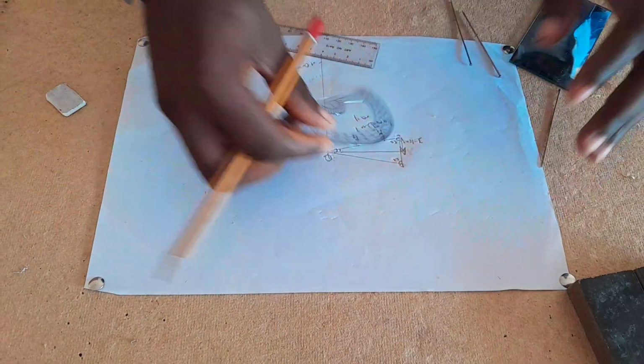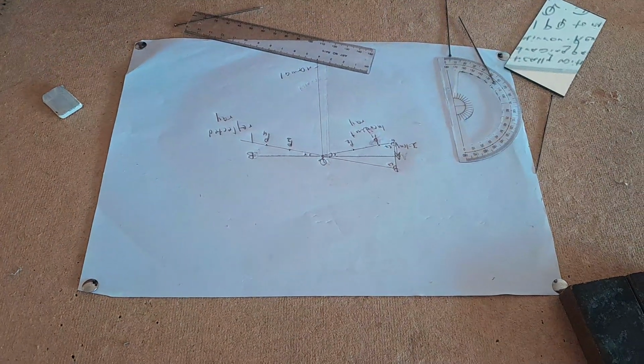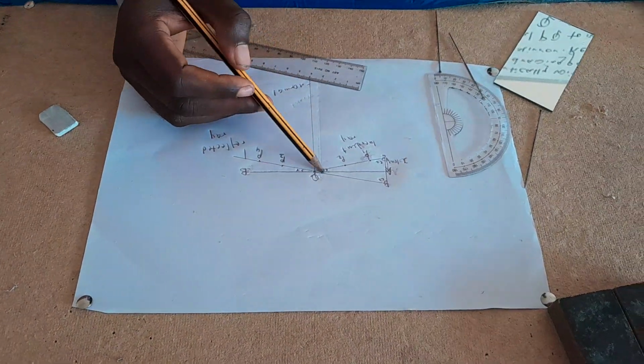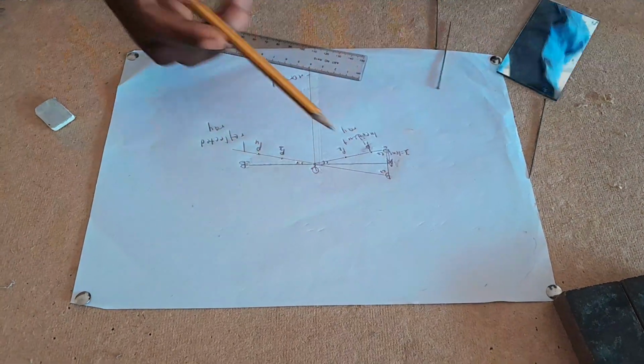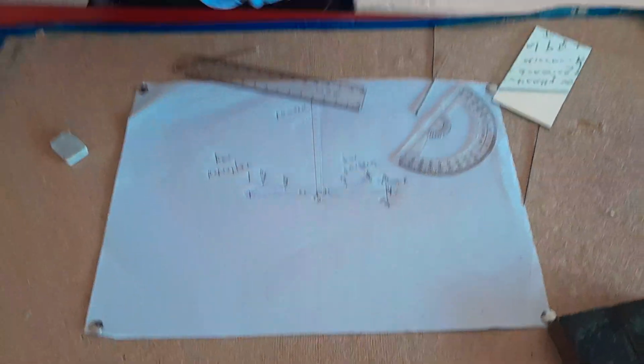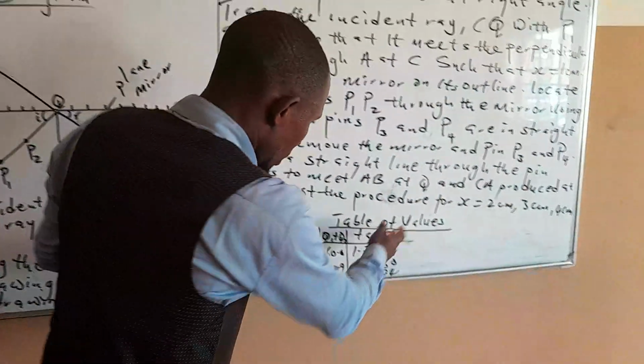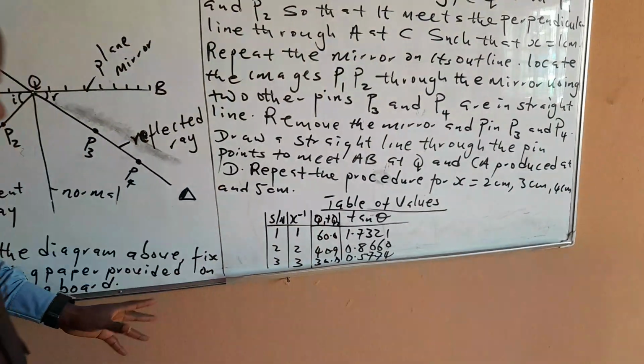So that's how I'll keep doing it until I'll now be getting my angle of incidence and angle of reflection. I can also use my protractor to get my C1 and C2. Okay, this is the table of values based on the experiment.